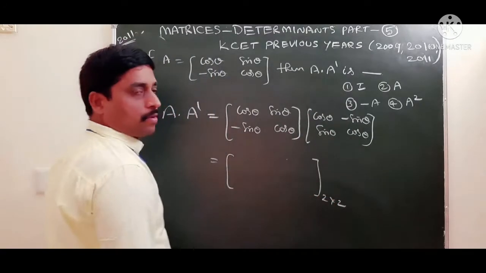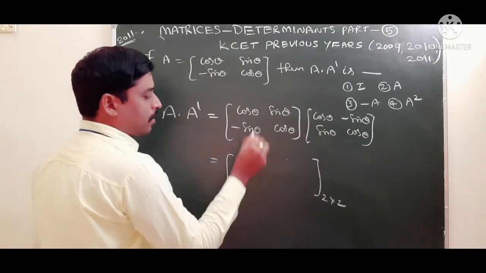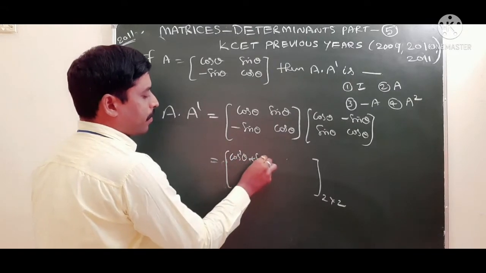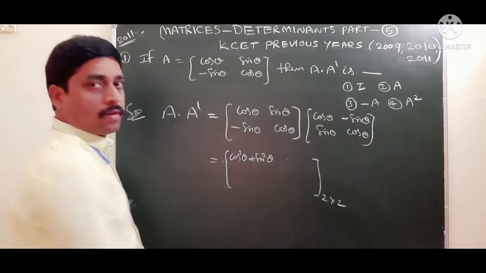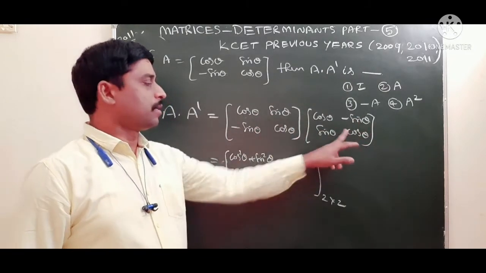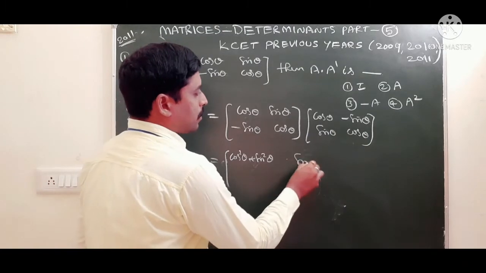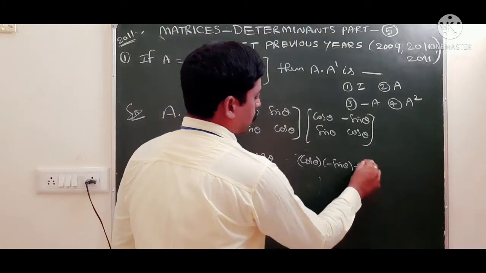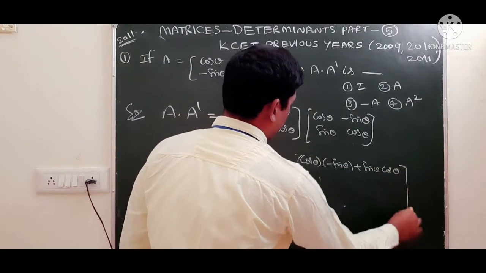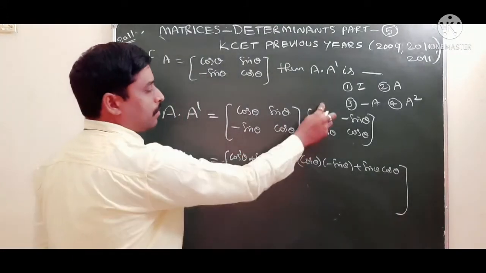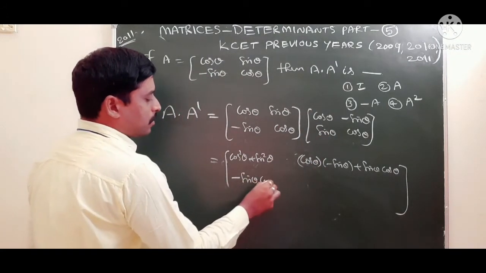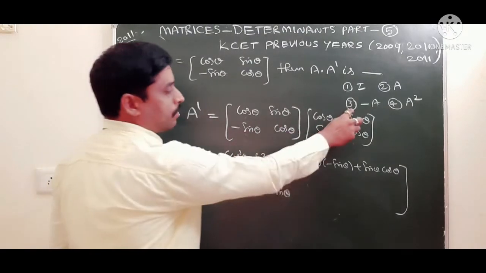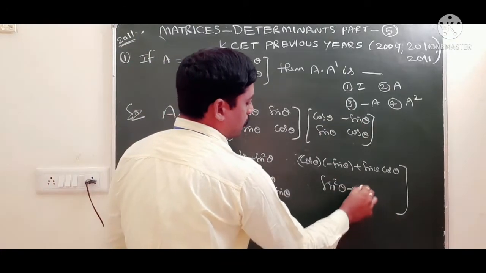First row multiply with first column: cos square theta plus sin square theta, value 1. And first row multiply with second column: cos theta into minus sin theta plus sin theta into cos theta. Next, second row multiply with first column: minus sin theta cos theta plus cos theta sin theta. And second row multiply with second column: sin square theta plus cos square theta.